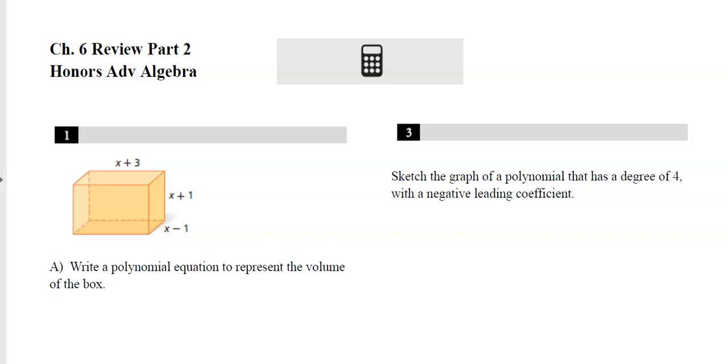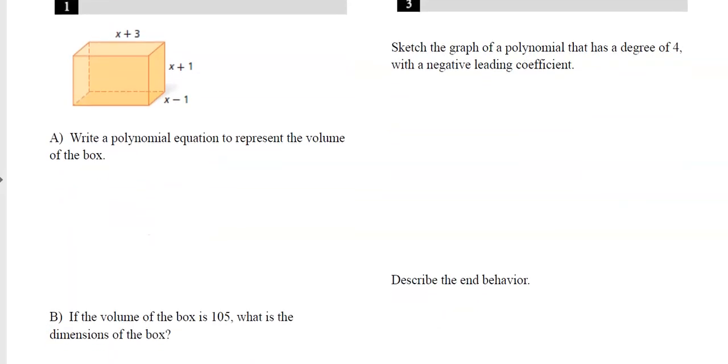All right, Chapter 6 Review, Polynomials Test Part 2. Let's get after it. So number 1, looks like we have a box with some dimensions. Write a polynomial equation to represent the volume of the box.